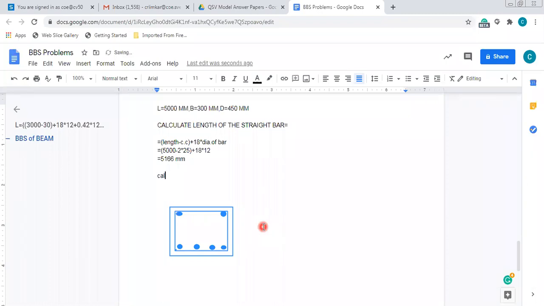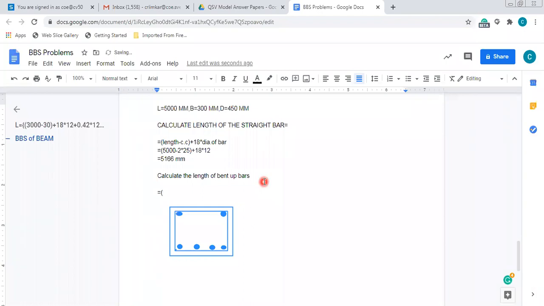Then second one, calculate length of bent up bars. Calculate length of bent up bars. Okay, how to calculate the length of bent up bars? Anyone? Revise me the formula.